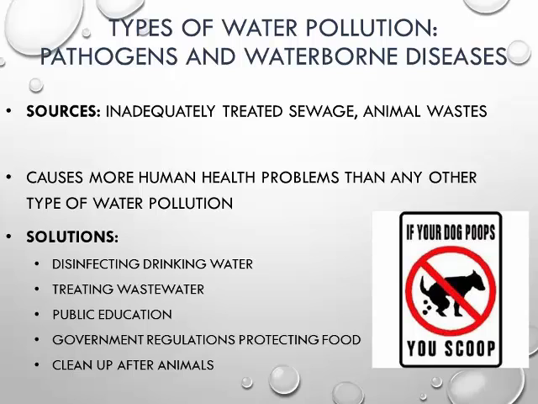Pathogens and waterborne disease are a type of water pollution caused by inadequately treated sewage and animal wastes. This type of pollution causes more human health problems than any other type of water pollution. Diseases that humans can contract from this type of pollution include giardiasis, typhoid, hepatitis A, and dysentery. These diseases and pathogens can be prevented by disinfecting water, treating wastewater, public education regarding waste management, regulations that protect food, and cleaning up after domestic animals.